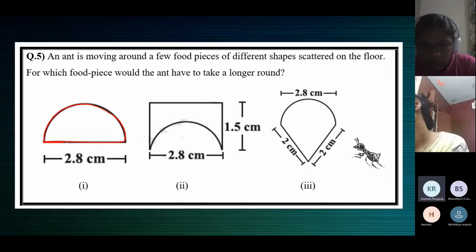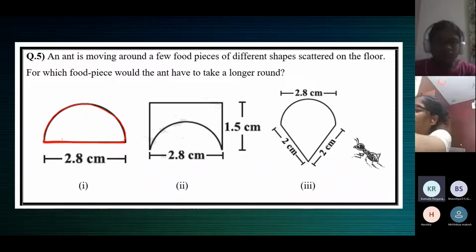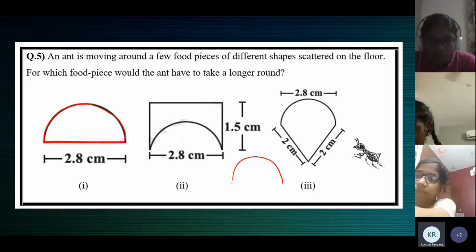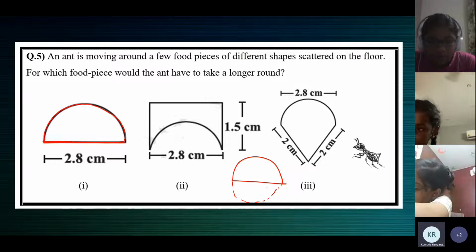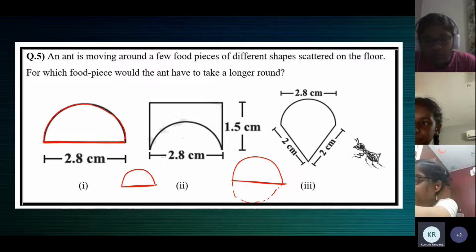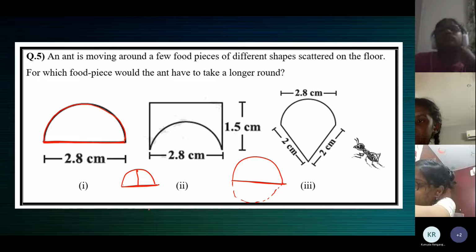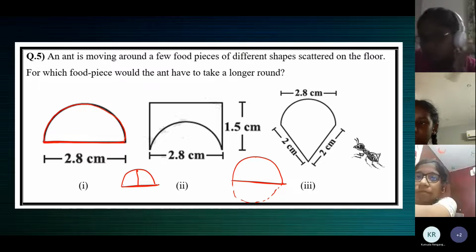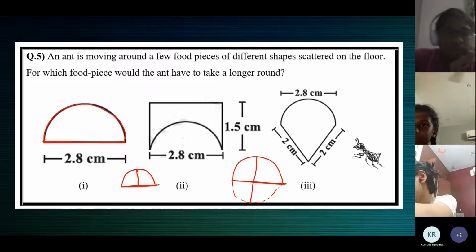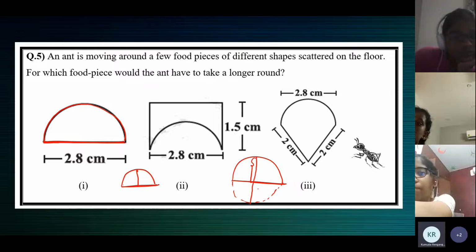What is the length of the diameter? 2.8 centimeters. I told you in the last class, what is attached to a semicircle is the diameter. This is the diameter. See here, this is the circle. What is attached to the semicircle? This one, a semicircular region. This is the diameter. This will be the radius. When I draw this piece, this is the radius.